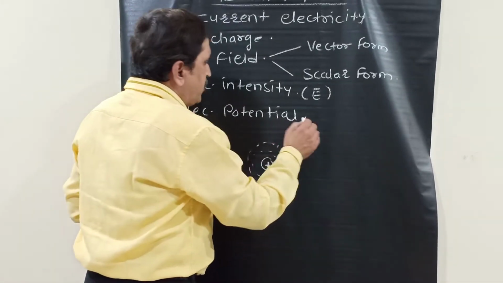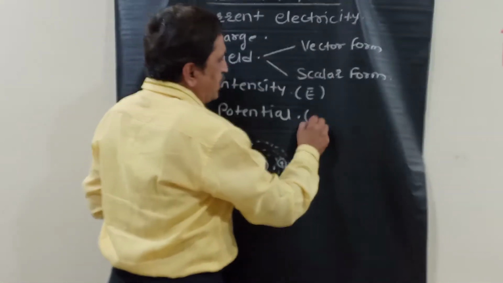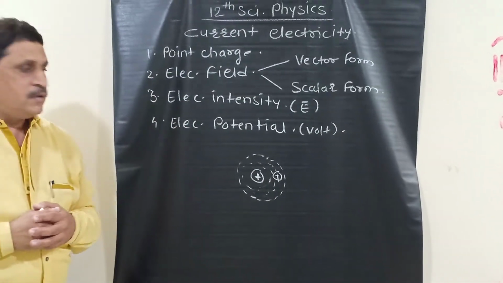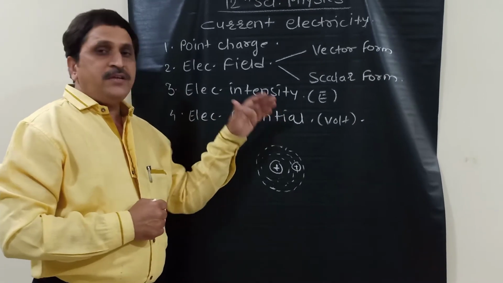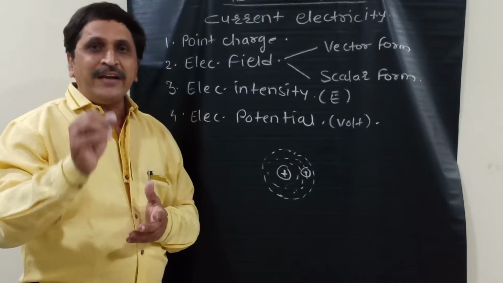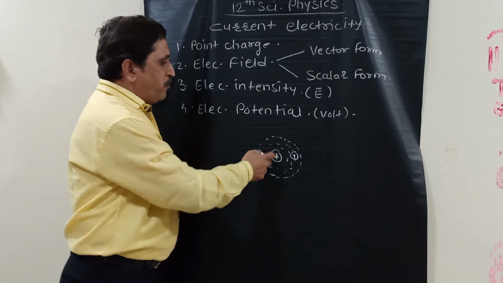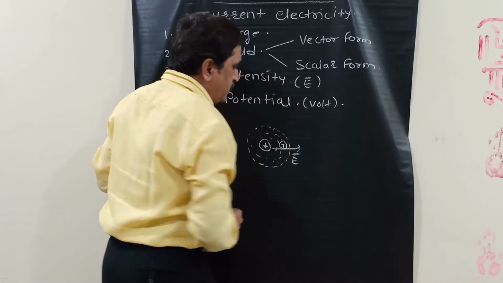Then electric potential. What is electric potential? Now unit for electric potential is volt. Now how we can define electric potential? In 11th standard we learned about this. Electric potential is defined as the amount of work required to bring unit positive charge from infinity to a given point in an electric field against the direction of electric intensity.